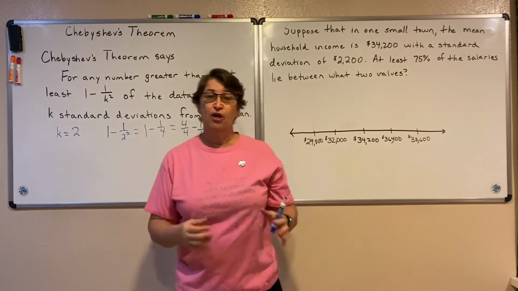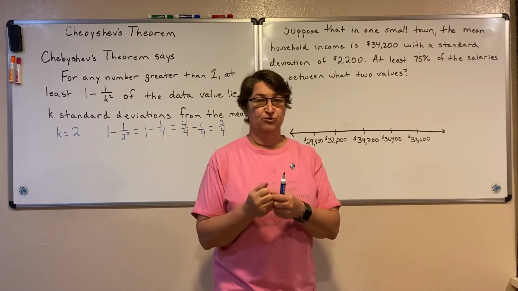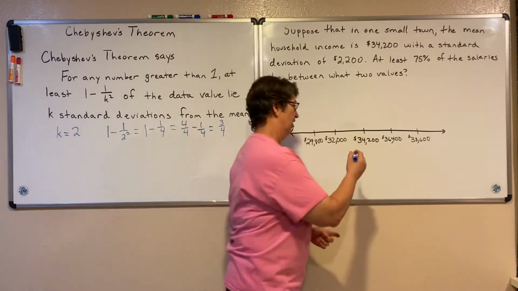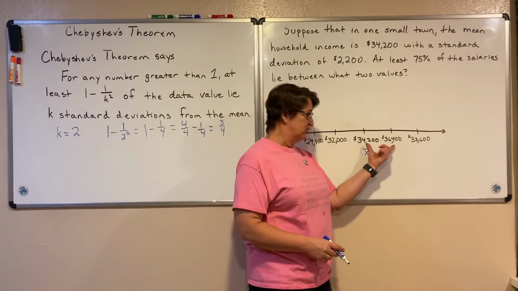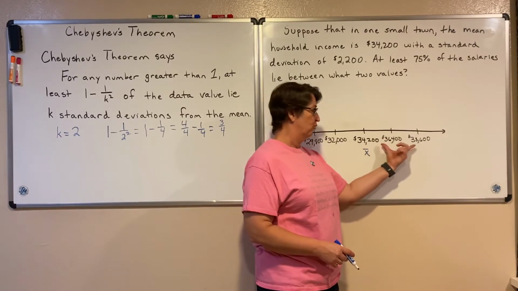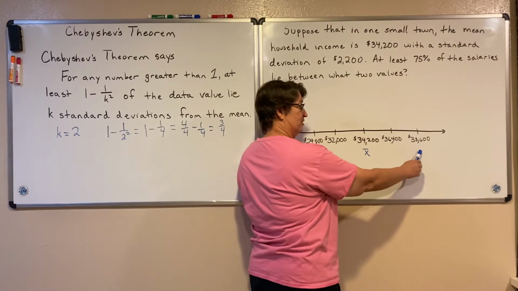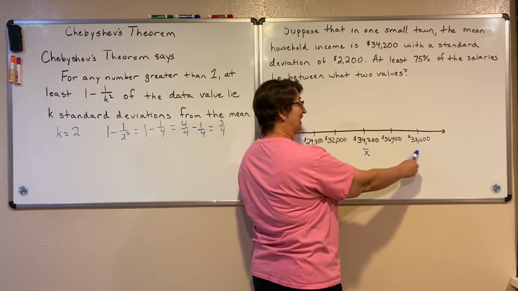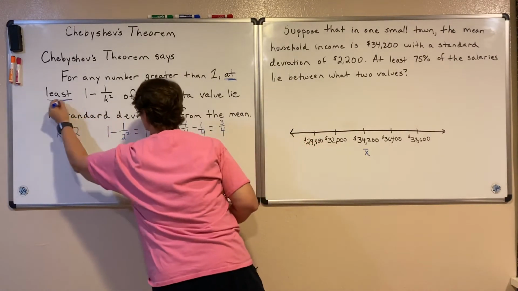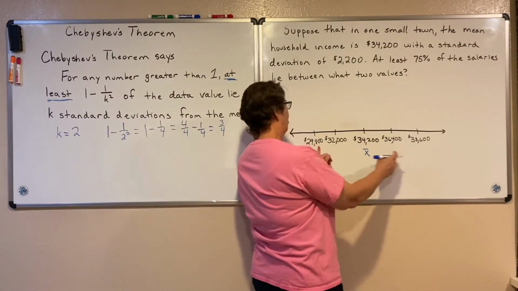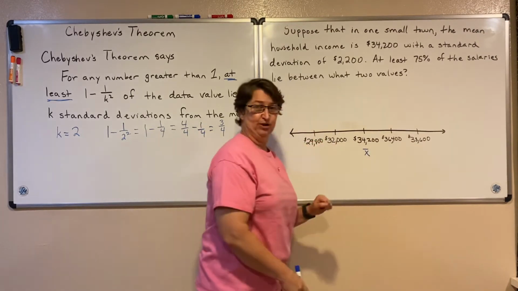So in other words, we went out into the town and we collected lots of different salaries from the town. And we found the mean of those salaries, that's our mean. And we found out that the standard deviation, the average distance of our data, was $2,200. We can now look at that and we know that at least 3/4 of our salaries fall between $29,800 and $38,600.